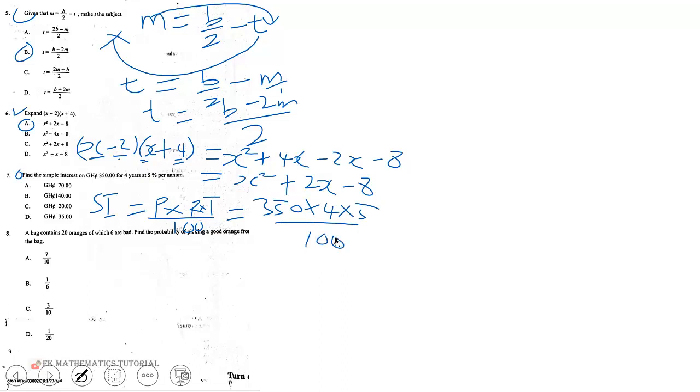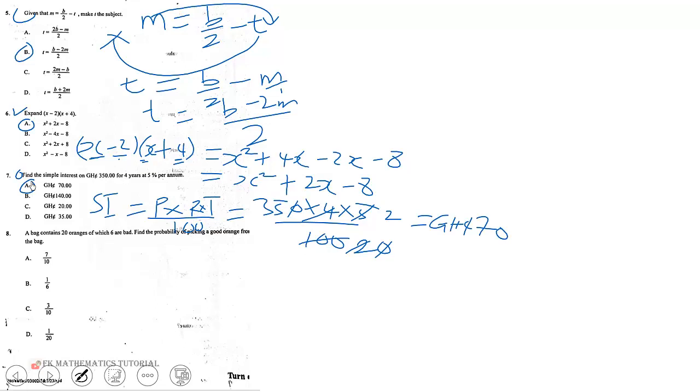So 5 will go into 100 20 times. Then this 0 cancels this 0, 2 will go into 4 2 times. So you have 35 times 2, which is 70 cedis. So the correct answer is A.